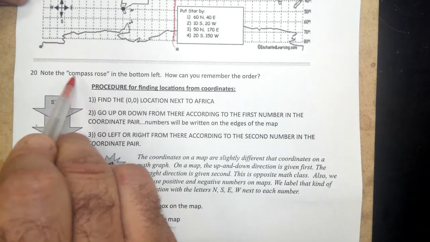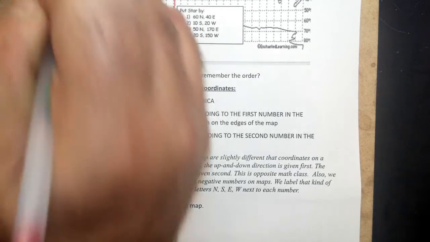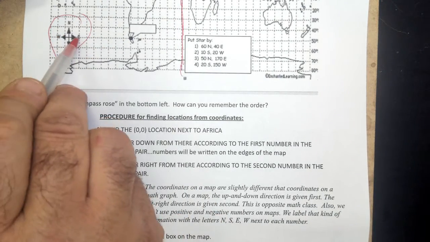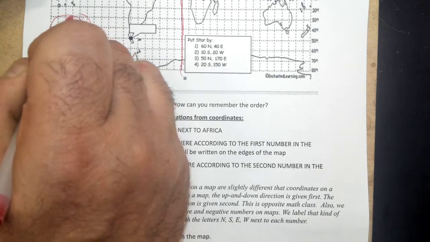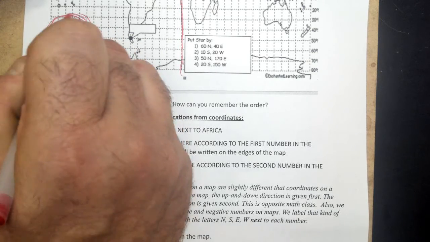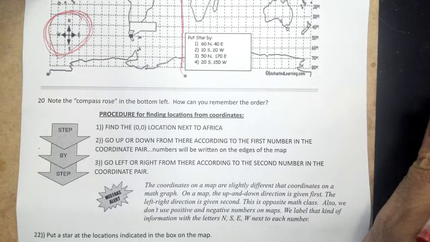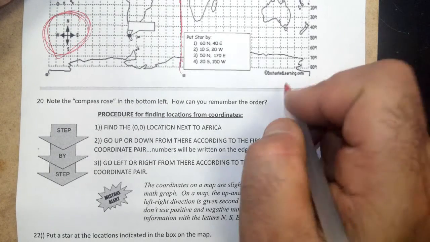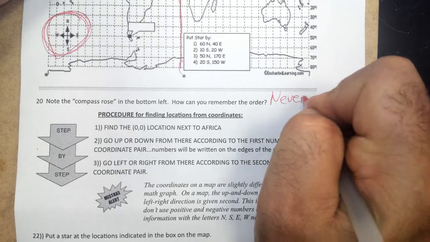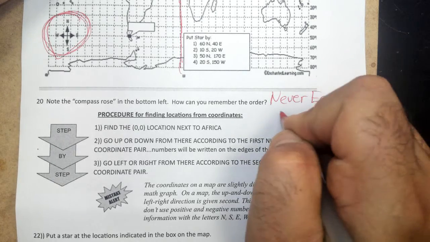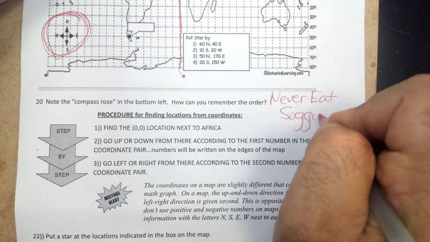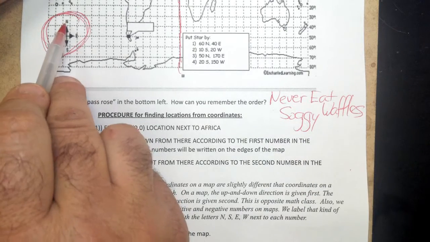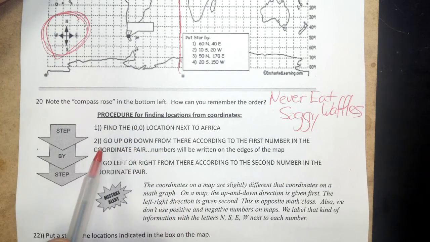Number 20. Note the compass rose in the bottom left. Right there. How do you remember the order? The N up here, then the E, then the S, then the W. There is a common silly sentence that is taught around here in the junior high schools in Lake County, and that is, never eat soggy waffles. That reminds us of the NESW going around.